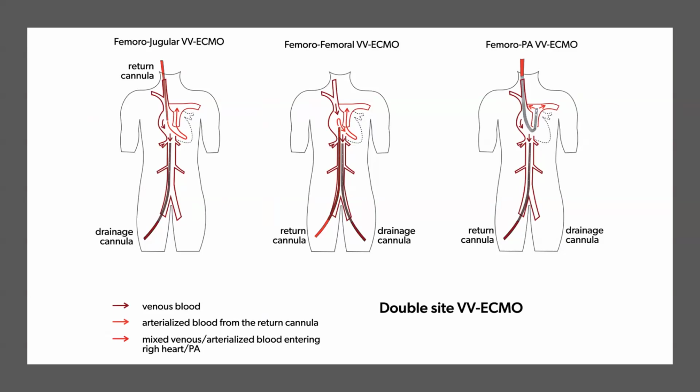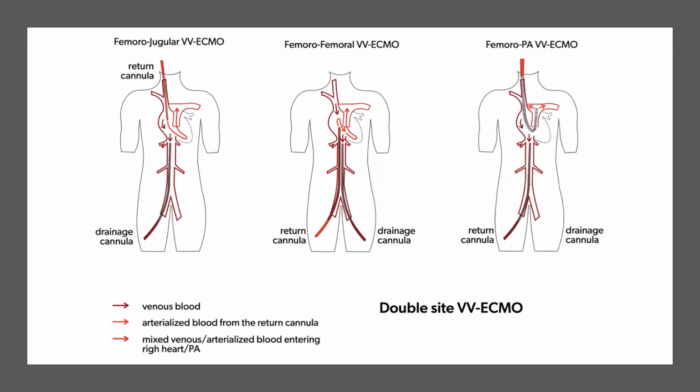And this blood, after passing through the pump and oxygenator, we are giving back to the patient. From where we are giving back, the return cannula usually is placed in the right IJV. And the tip of that right IJV cannula is at the junction of the SVC and RA. So this is the usual femorojugular configuration of VV ECMO.